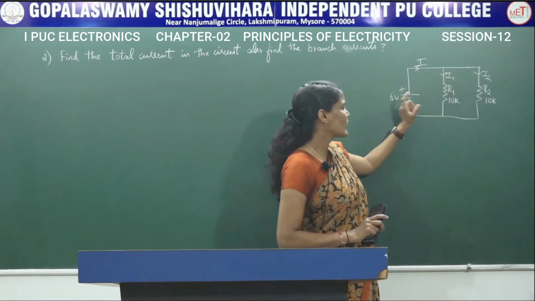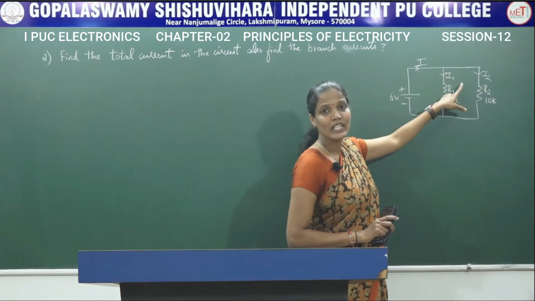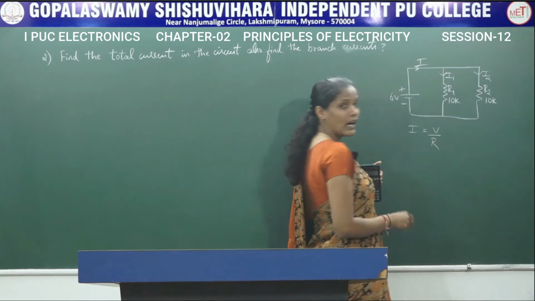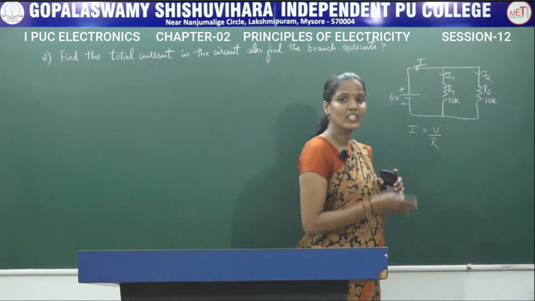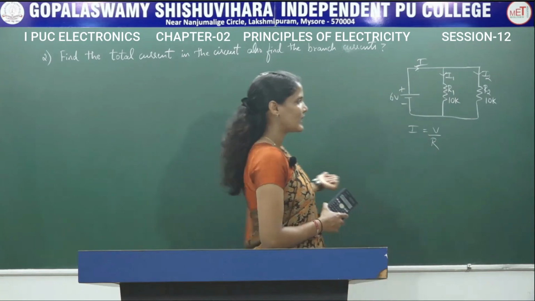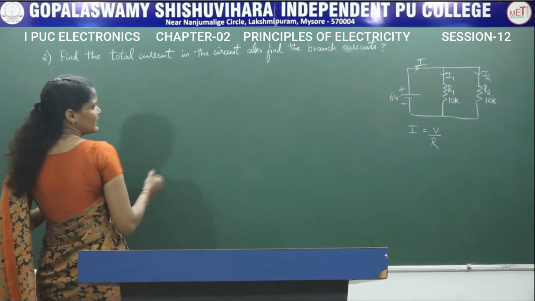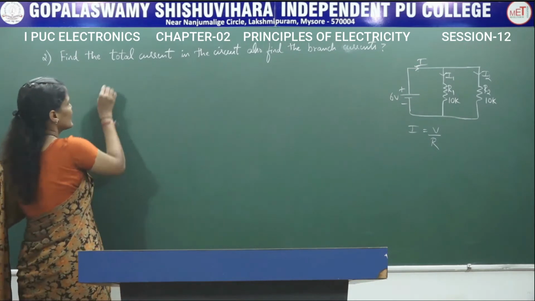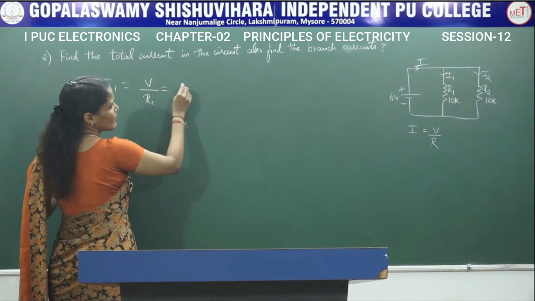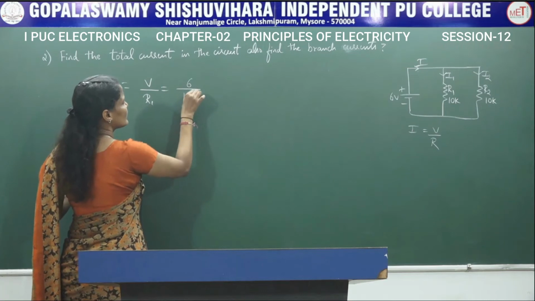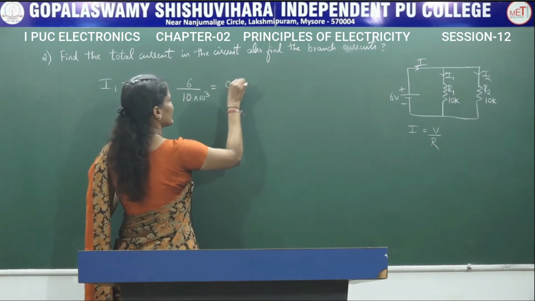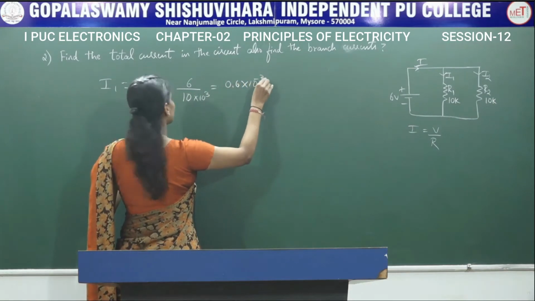So now it is very easy for us to find out I1 and I2, because I is equal to V divided by R, where V is nothing but the voltage across that component, that is the resistor, and R is nothing but the resistance of that particular resistor, and voltage is nothing but 6 volts itself. So I1 is equal to V divided by R1, where V value is 6 and R1 value is 10 kilo, that is 10 into 10 to the power of 3. So 0.6 into 10 to the power of minus 3 amps.